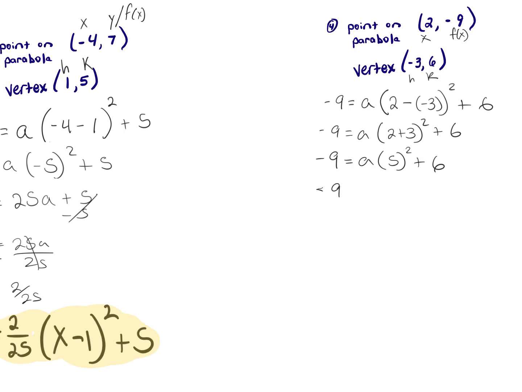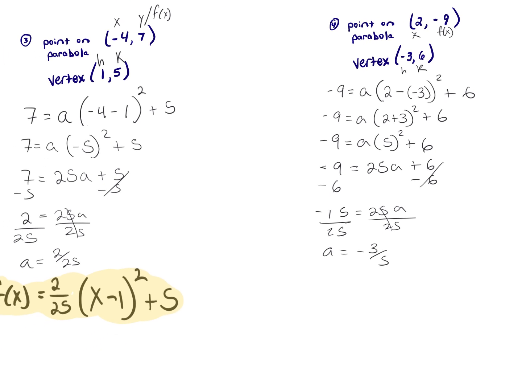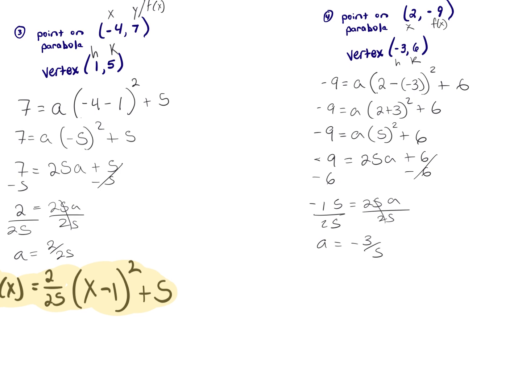It's going to be -9 is equal to 25a plus 6. I'll subtract the 6 on both sides, and we get -15 is equal to 25a. I'll divide by 25, and that's going to simplify to a is equal to -3/5. So after we have that, we're able to write the equation. So it would be f of x is equal to -3/5 times (x plus 3) squared plus 6 as your final answer.